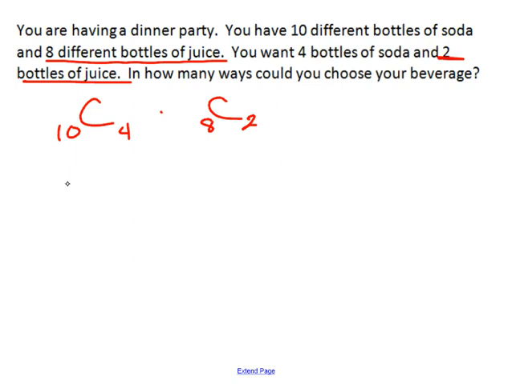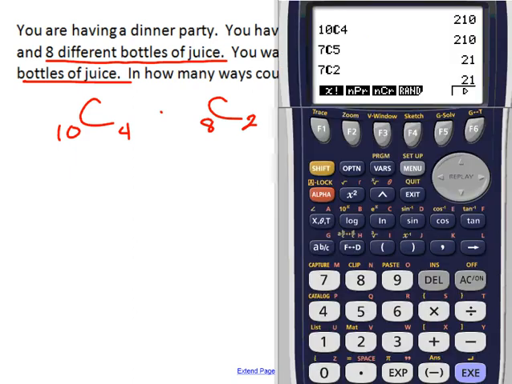Now 10C4, that's actually one that we've already done. We did this one earlier in this very lesson, because we did 10C6 and we got 210. And then we discovered that with the flowers. And that's the same as 10C4. 10C6 and 10C4 are both 210.